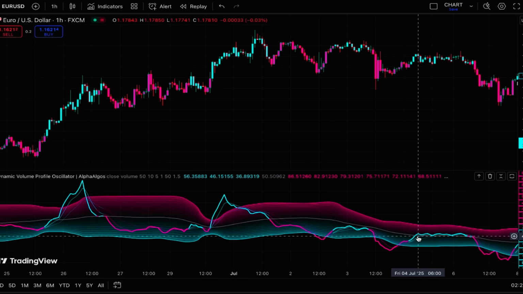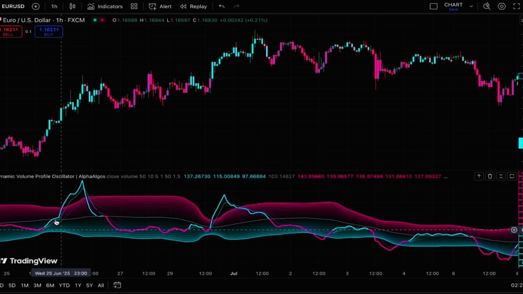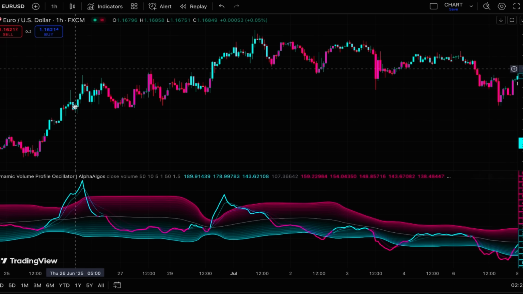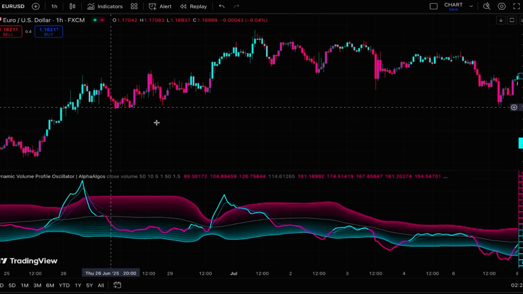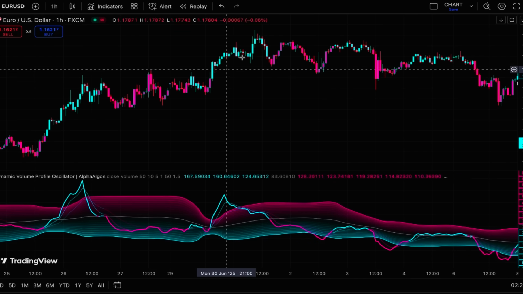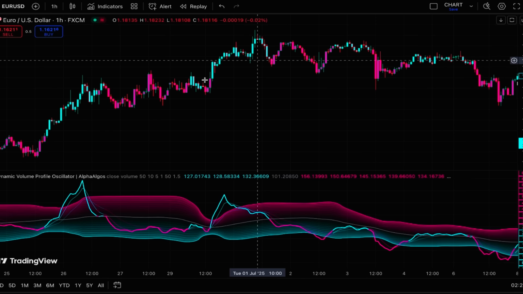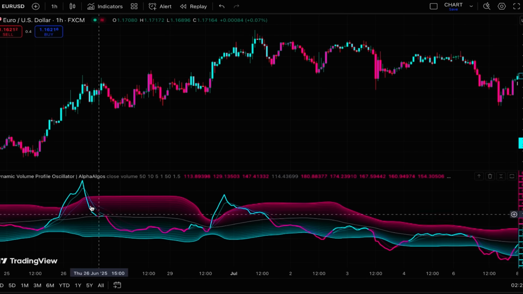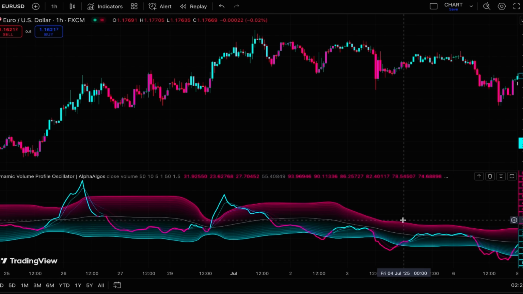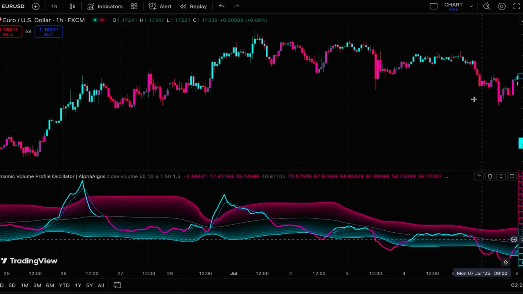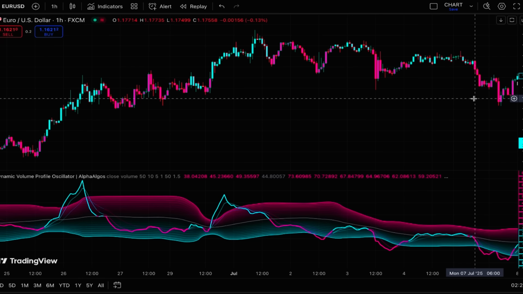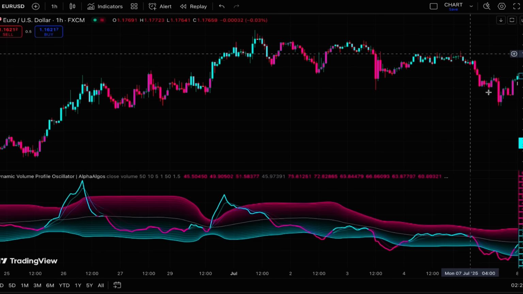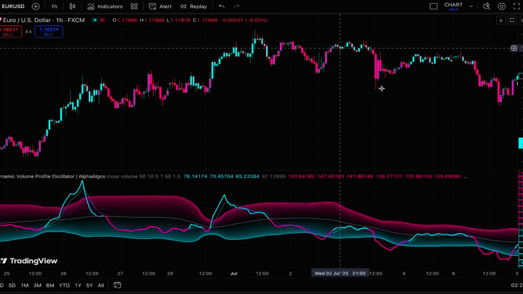In times that the oscillator crosses above the center line, it shows a shift to an upside momentum, which means we have greater upside momentum than downside momentum. So we can say the price is advancing. And in times that the oscillator crosses below the center line, it shows a shift to downside momentum, which means we have greater downside momentum than upside momentum. So we can say that the price is declining.